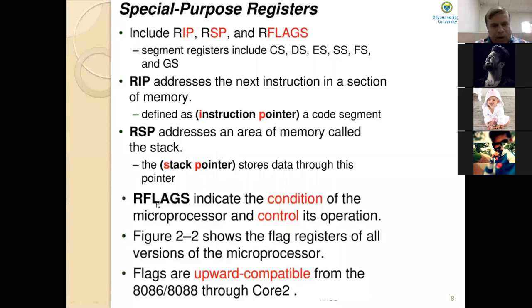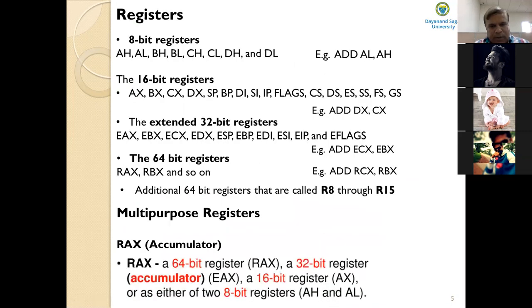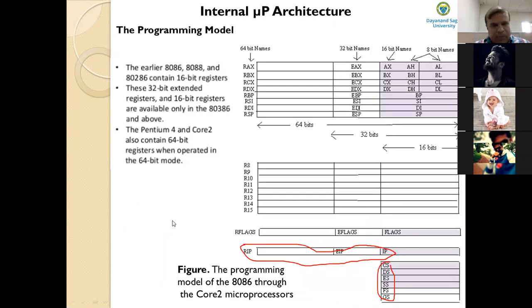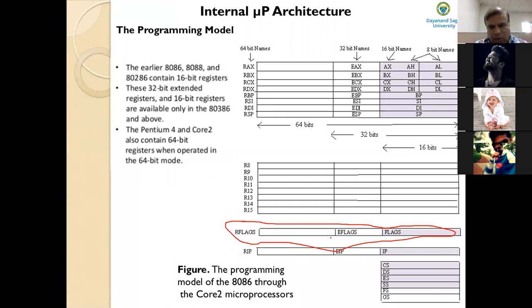Then we have R flags. In the programming model, which is the R flags here? This one, this part. R flags register is addressable as the 64-bit register R flags, or 32-bit flag register E flags, or 16-bit flag register flags.